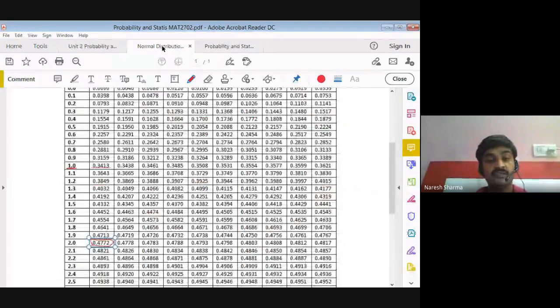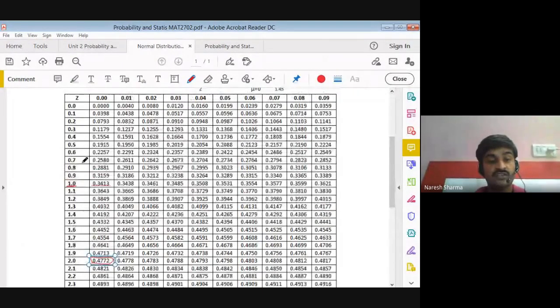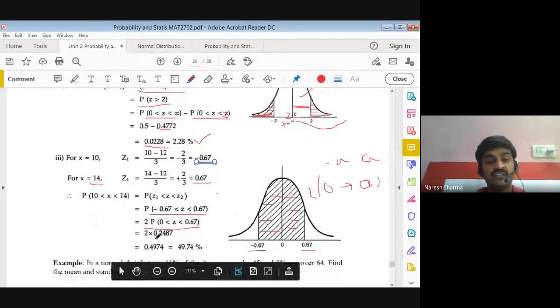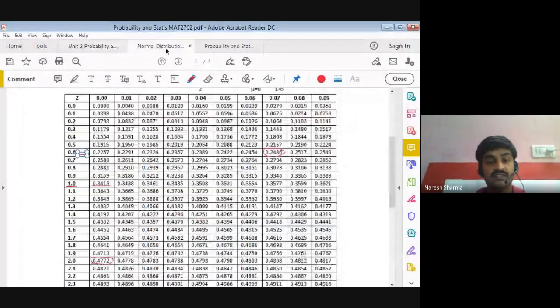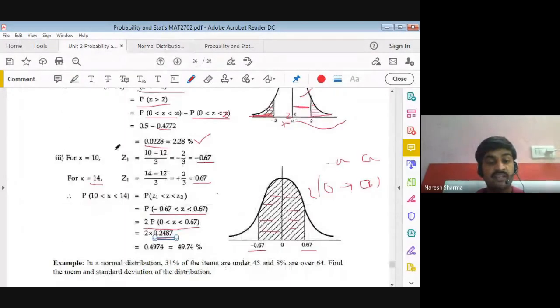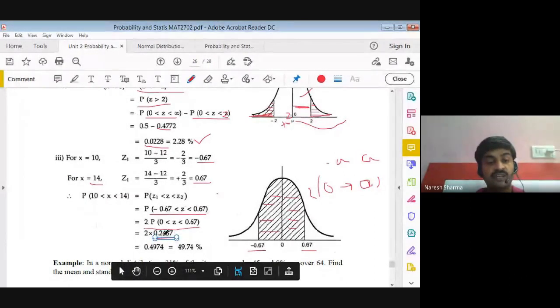So 0.6 is this line. Corresponding 7 is this one, 0.2486. So you just put here 0.2486 or 7. Here it is 6, so it is maybe a slight typing error, doesn't matter. So now multiply with 2, it gives you the required probability when the life of your bulb is 10 to 14, or lies between 10 to 14. If you multiply this by 100, it gives you a percentage. So this question is complete now.